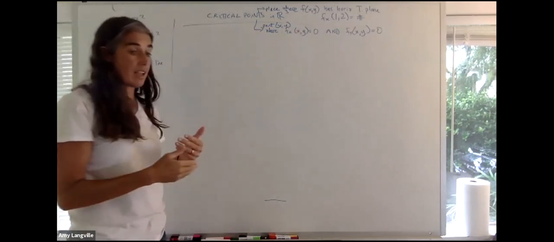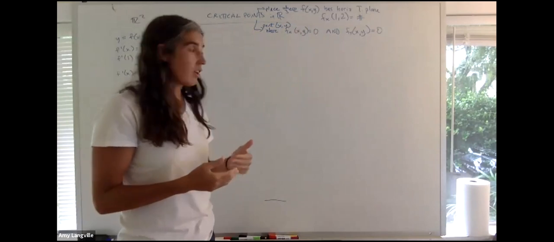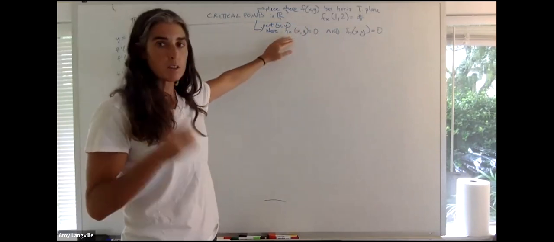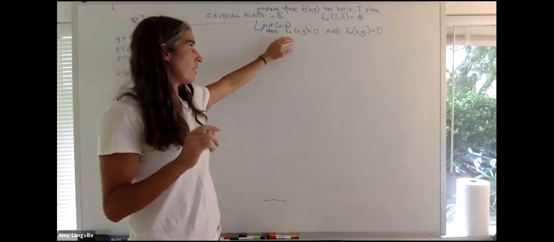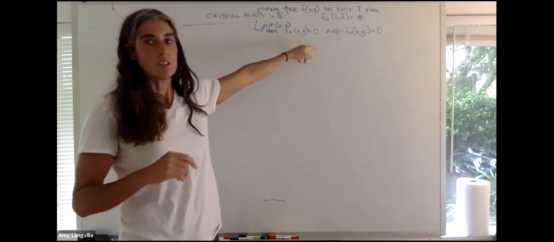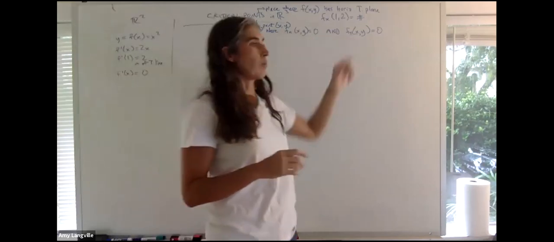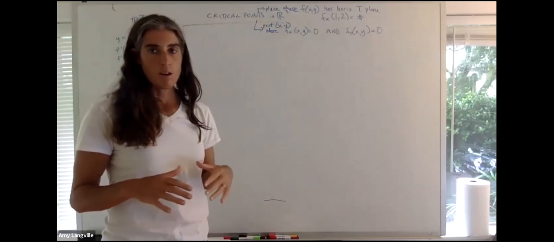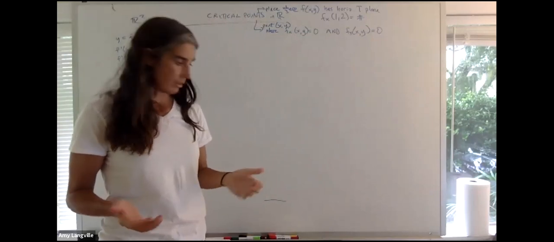So we're going to go ahead and crank away on some calculations and practice finding critical points. But before we do that, let's pause for a moment and think geometrically, why would this make sense? Why would setting both first partials to 0 be a place where I have a horizontal tangent plane?